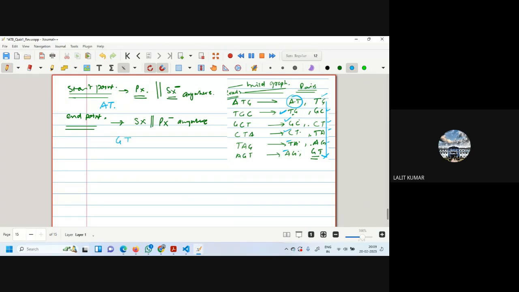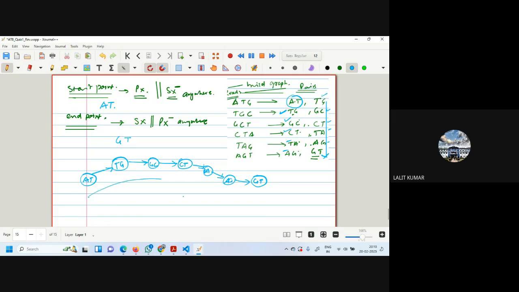So we know GT. Now we will start building the graph. We know there is an AT at the start and we know there is a GT here in the last. This is a very simple graph because we have built it from a normal gene, but in the coming time, when we will be solving the GATEs and the PYQs, we will see some complex problems. So we go from AT to TG. From TG, we go to GC. GC to CT. CT to TA. TA to AG. And AG to GT.